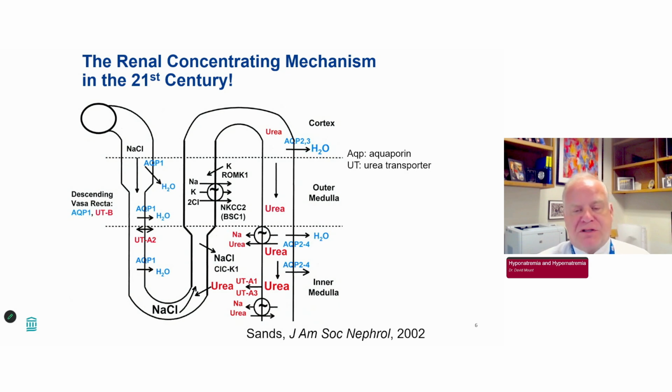And then aquaporin 2, 3, and 4 play a big role in water transport within the collecting duct. And if you knock out any of these pathways, you'll see a concentrating defect. For example, aquaporin 1 knockouts have a pretty prominent nephrogenic DI.